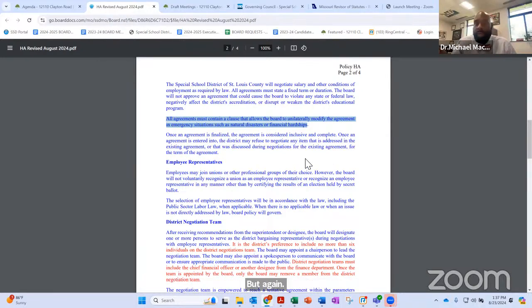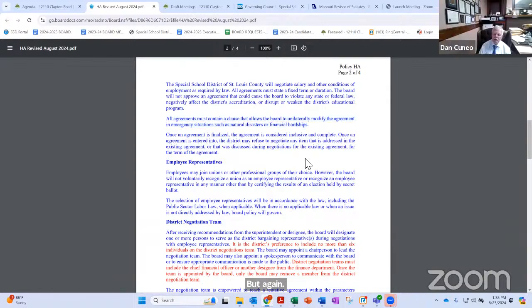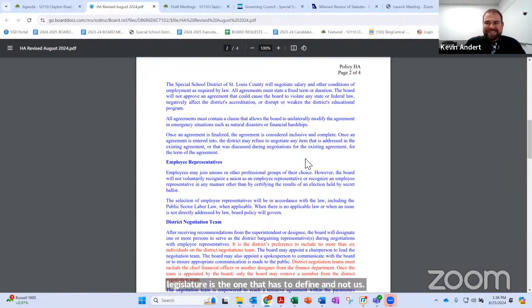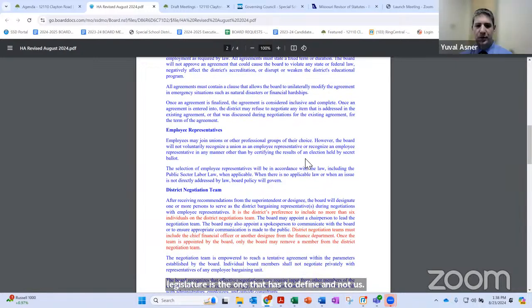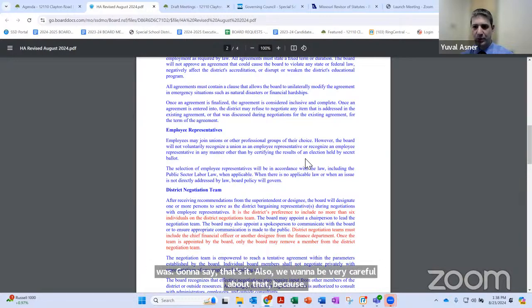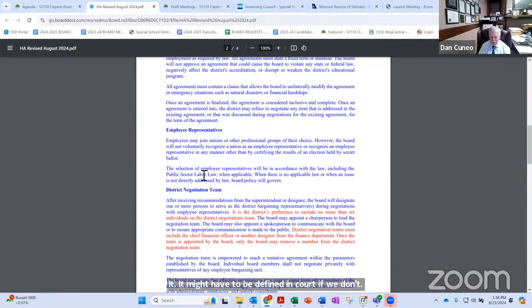It would be nice, but again, that's straight from statute. I just wish that had been defined, but if it's straight from statute, the legislature is the one that would have to define it, not us. And in the courts. Also, we want to be very careful about that because it might have to be defined in court if we don't. It's going to have to be if it's by legislation. Okay, thank you.